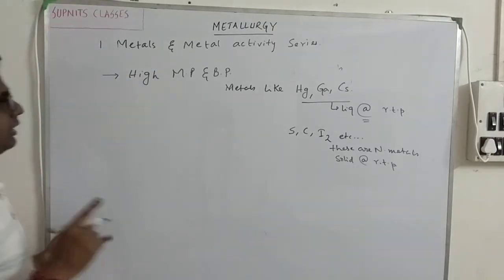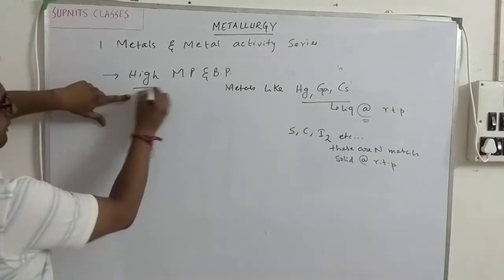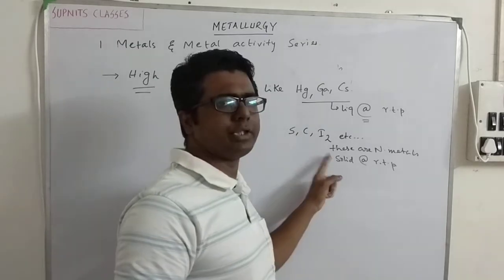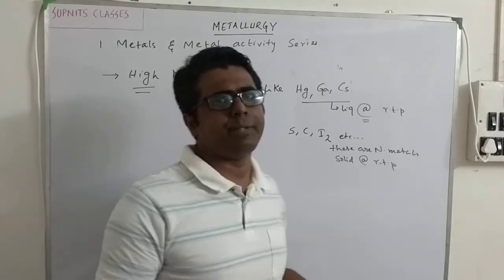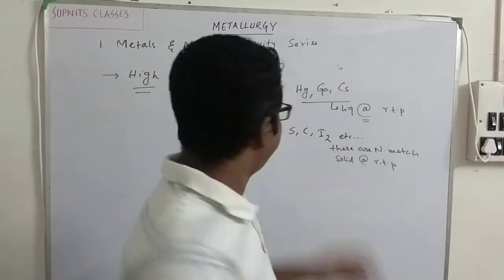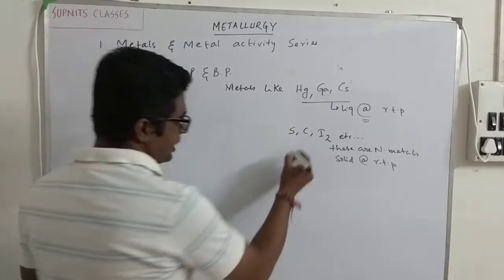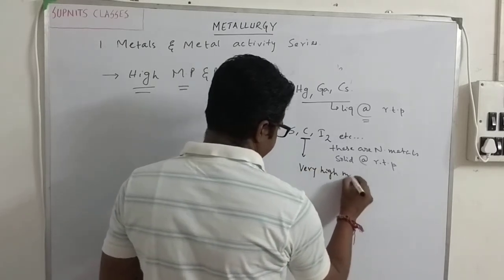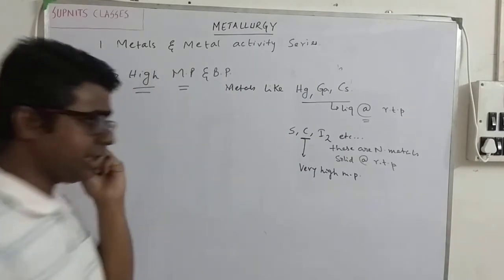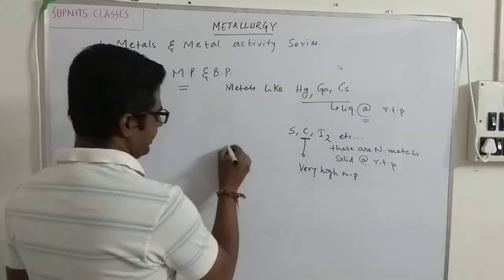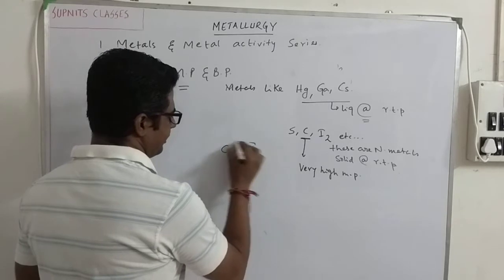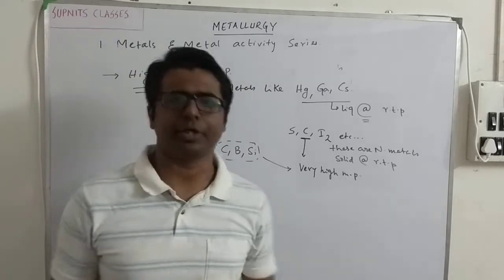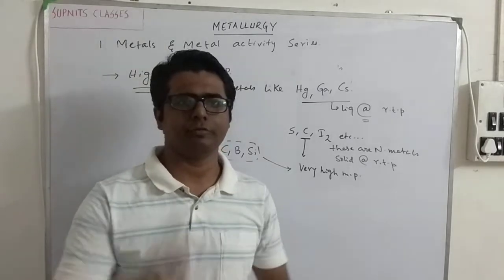Now, look at this point: metals are with high MP. So this may not have that high MP. Iodine is not a high MP non-metal. Similarly, sulfur. But carbon has a very high MP. If I ask you which non-metals have very high MP, there are three: carbon, boron and silicon. Very high melting point.